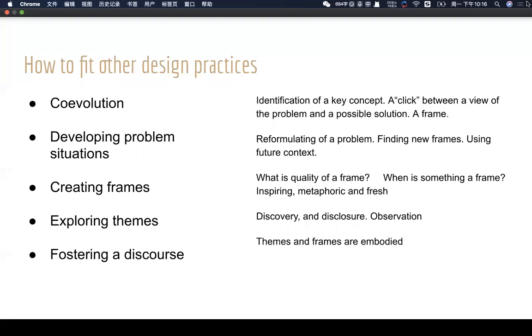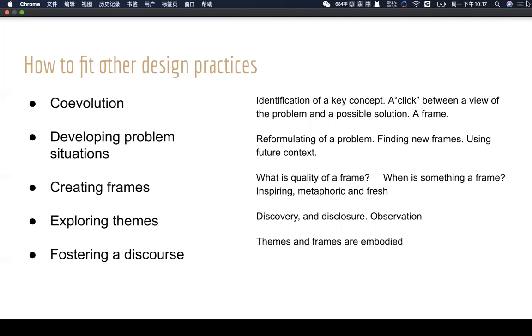Co-evolution identified as a key concept that binds the problem space and the solution space. It's where the problem and its solution fit together, and the design phase of elation is complete. Developing problem situations means reformulating of a problem or where the process of finding new frames occurs. It's characterized by a free flow developing of a situation where a shift in the desired outcome may occur.